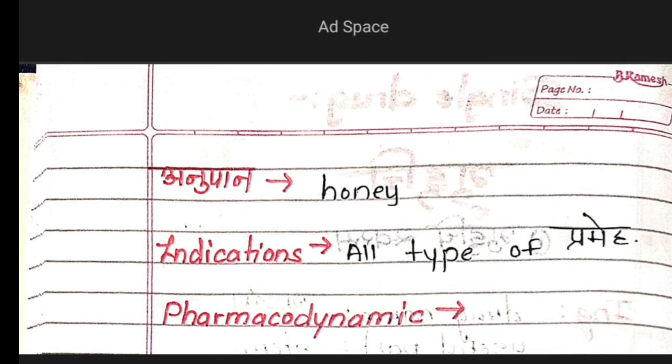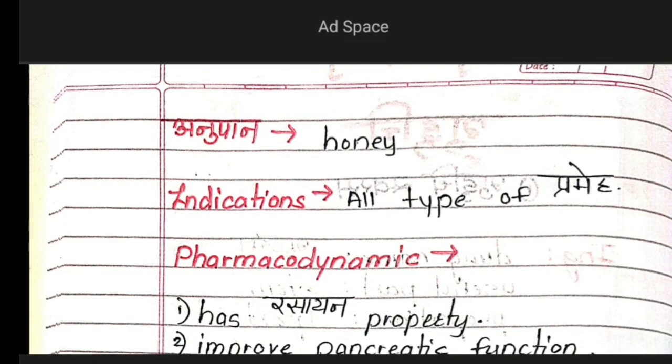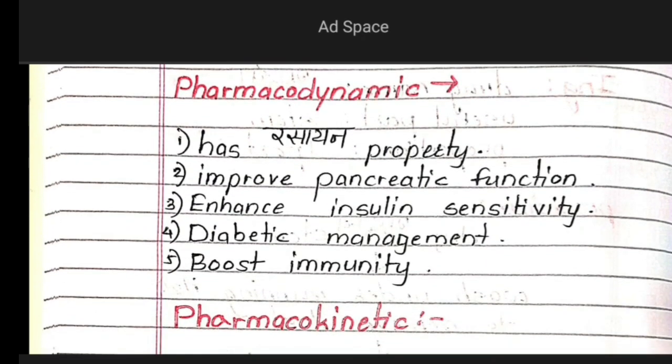What is the Anupana for this Guduchi Swarasa? Anupana is honey. Indication: it is indicated in all types of Prameha. Pharmacodynamics: 5 points are written. First, it has Rasayana property. Second, improves the pancreatic function. Third, enhances insulin sensitivity. Fourth, diabetic management. Fifth, boosts immunity.